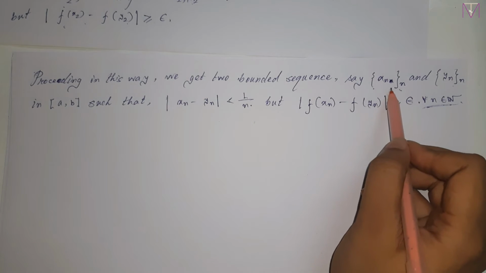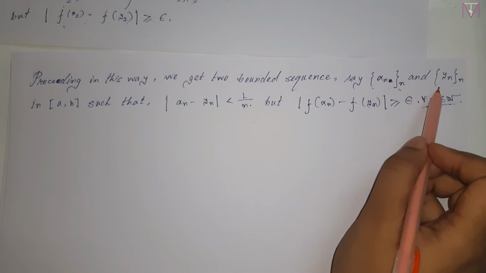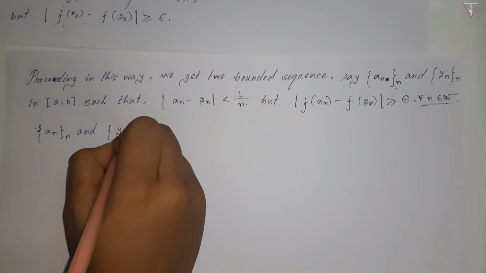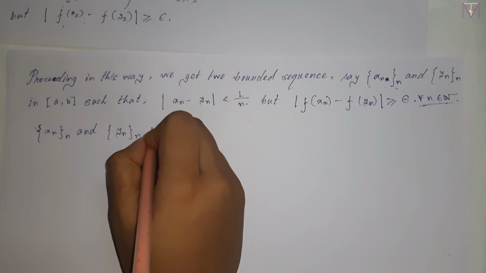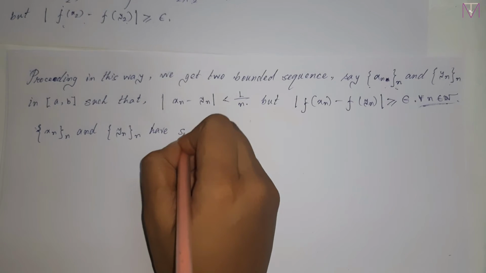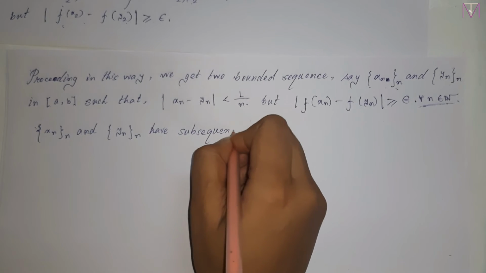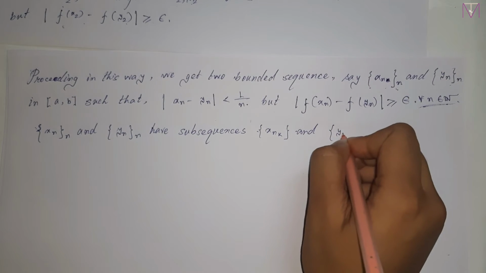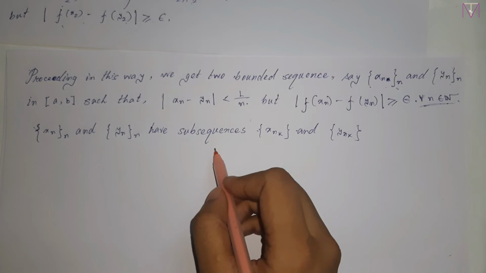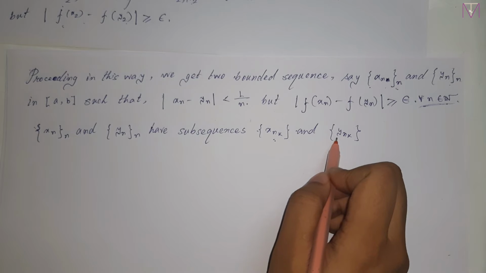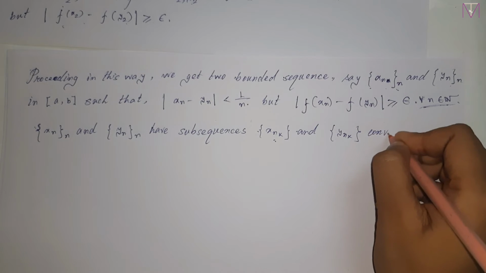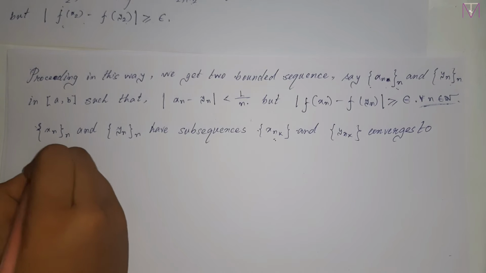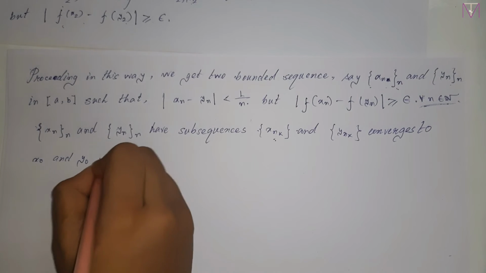So here we get subsequences of these sequences xn and yn. Let them have subsequences xnk and ynk, and we assume that these two subsequences converge respectively to x0 and y0 in [a, b].